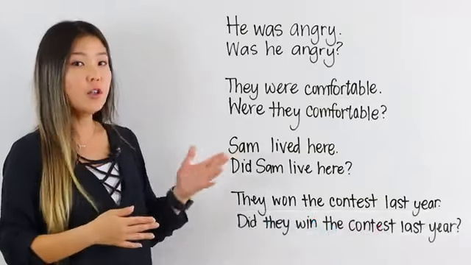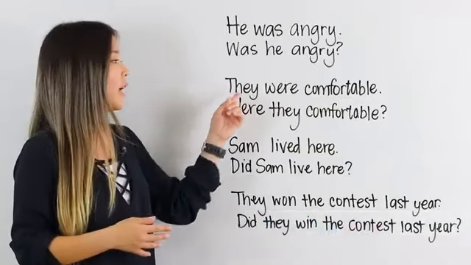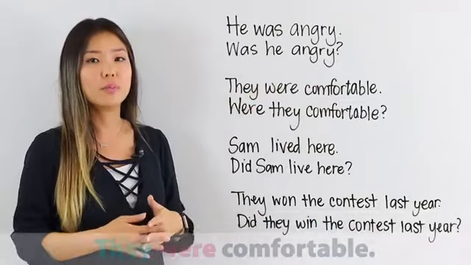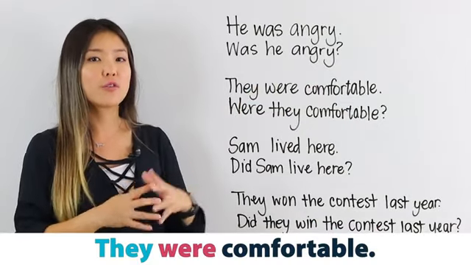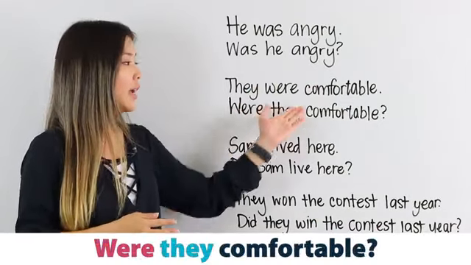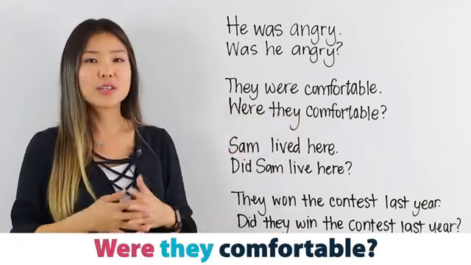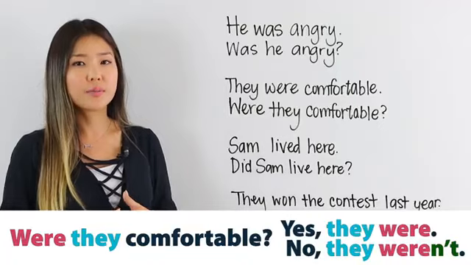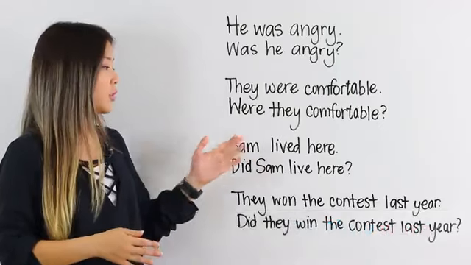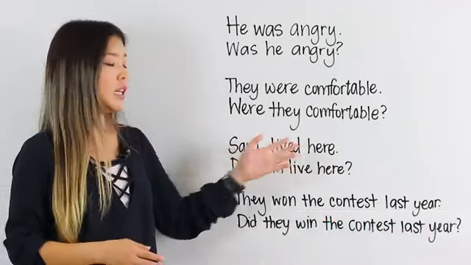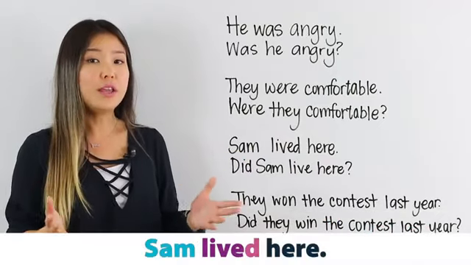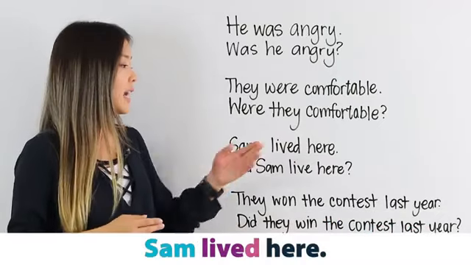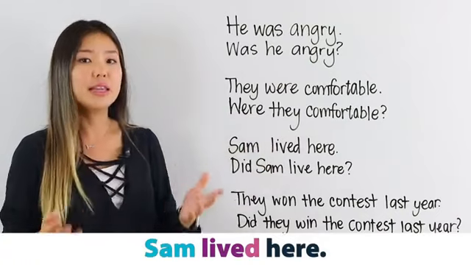The next sentence also has a be verb. They were comfortable. So again, switch the first two words. Were they comfortable? The answers can be yes, they were, or no, they weren't. However, look at the third sentence. Sam lived here. There is no be verb in this sentence. Instead, we see the action verb lived.